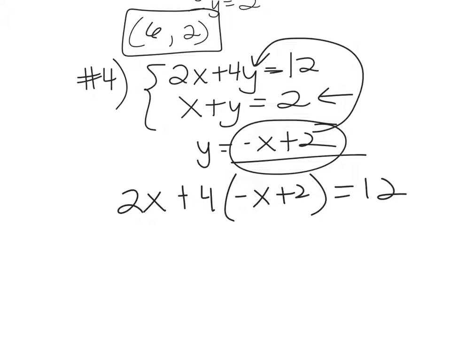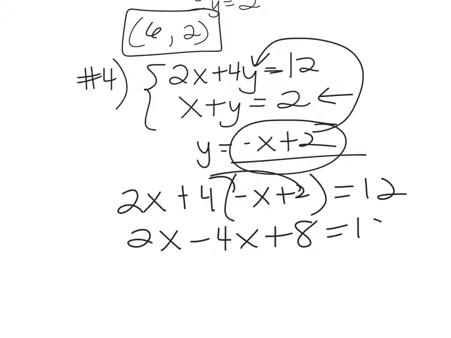Okay. By the way, there is a lot of work required in these problems, so make sure you show that in your homework, okay? All right. So now distribute the 4. And you get minus 4x plus 8 equals 12. 2x minus 4x is negative 2x. Let's subtract the 8 over. So x is negative 2.